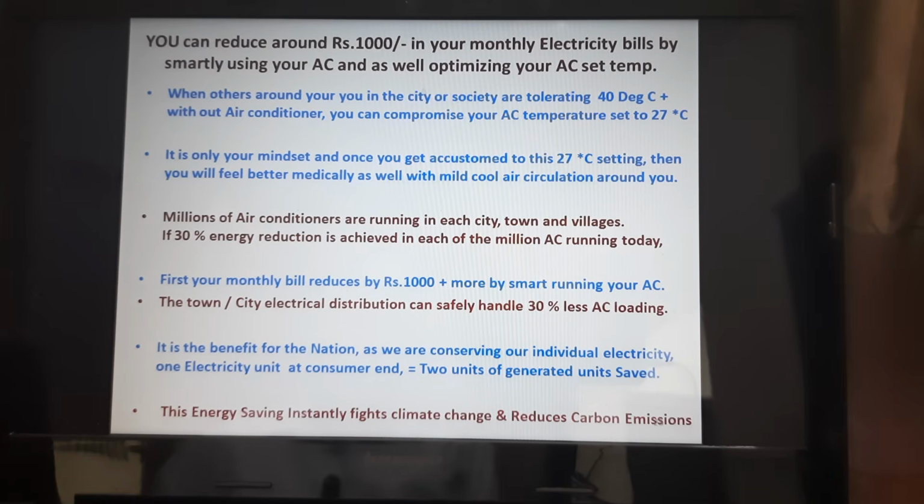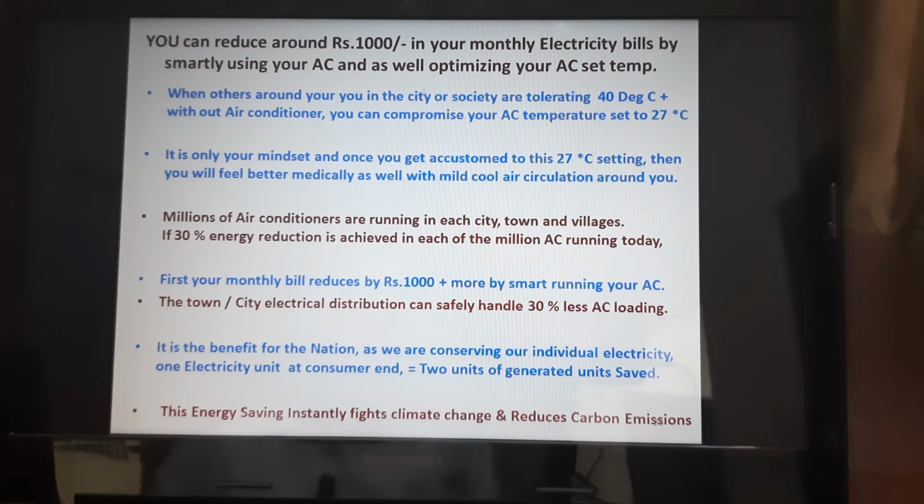Millions of air conditioners are running in each city, town and village. If 30% energy reduction is achieved in each of these million air conditioners, first, individually, your electricity bill comes down by 1000 rupees for your single AC. And the town or city electrical distribution can also safely handle it, with 30% less loading because of less air conditioning usage.